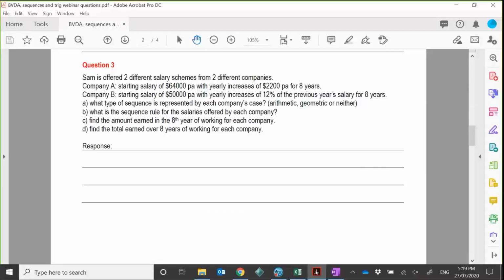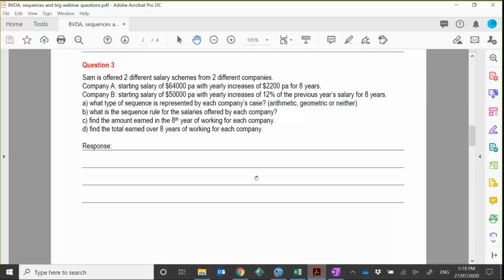3. Sam's offered 2 different salary schemes. First company, $64,000 with an increase of $2,200 every year. Company B, $50,000, but going up by 12% of the previous year's salary for 8 years. What type of sequence is represented by each company?